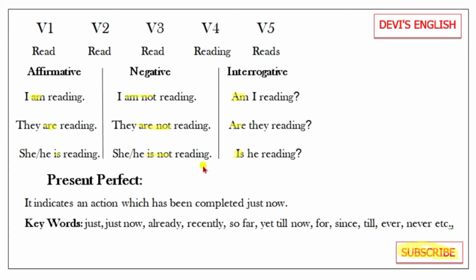Coming to present perfect. It indicates an action which has been completed just now. In this present perfect tense, some keywords are also given. According to the helping verb and these keywords, we can easily find blanks that are in present perfect tense. Just now, already, recently, so far, yet, till now, for, since, till, ever, never: we use words like these whenever we construct present perfect tense.